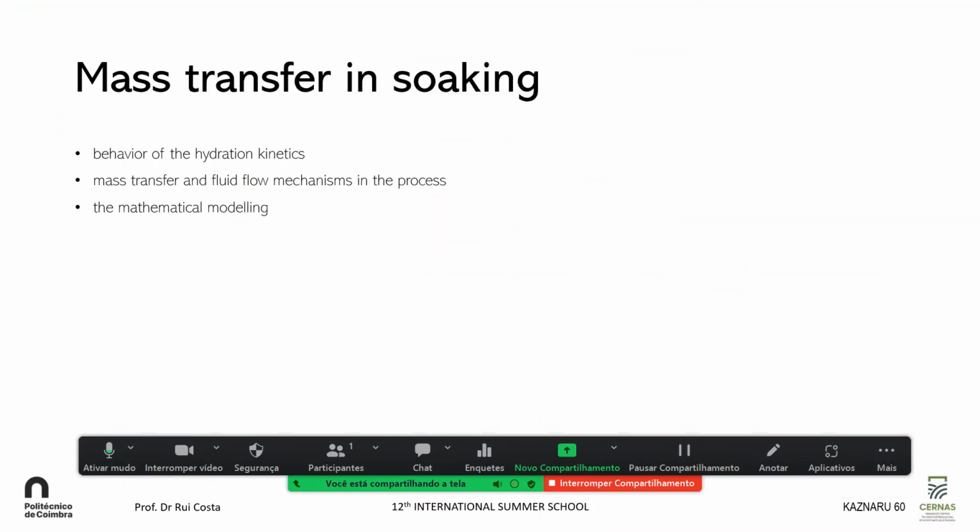In terms of hydration kinetics, what do you want to know? You want to predict how long it will take to soak a chickpea to achieve a certain water content that is suitable for my process, for roasting, for example, or for boiling, whatever. So we need to know the kind of behavior of hydration kinetics. We need to know the mass transfer and fluid flow mechanisms in the process, and which mathematical model is better to apply.